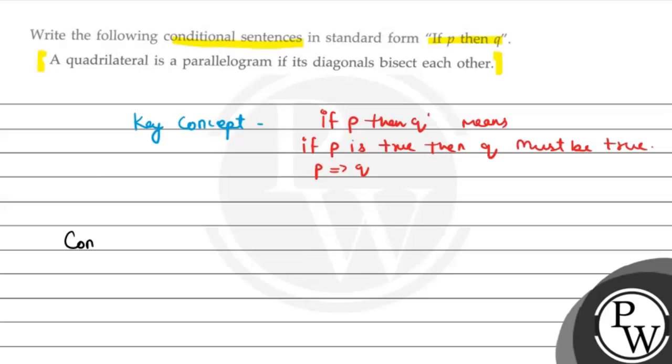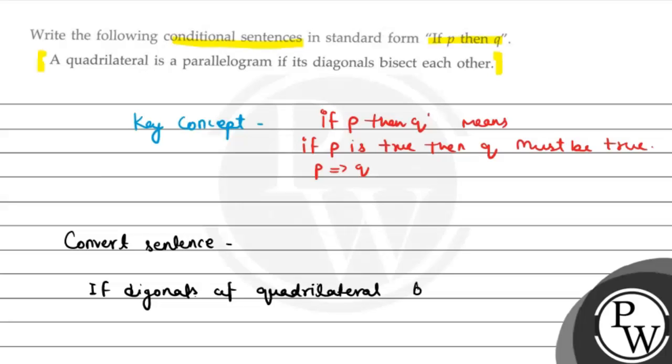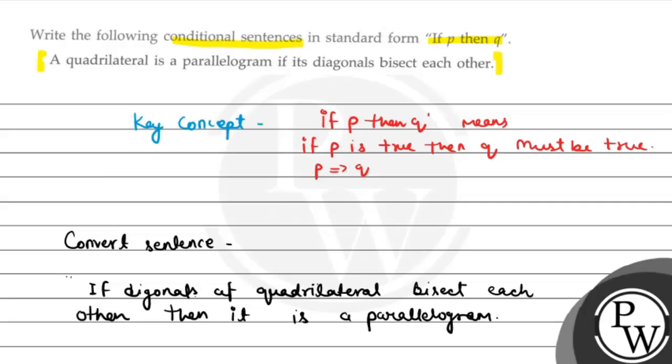Okay, so we have our statement: a quadrilateral is a parallelogram if its diagonals bisect each other. Our converted sentence will be: if the diagonals of a quadrilateral bisect each other, that is our P part, then it is a parallelogram. That is your standard sentence. That is, if P part क्या होगा? Diagonals of a quadrilateral bisect each other. That is your P part. And the Q part is: it is a parallelogram.